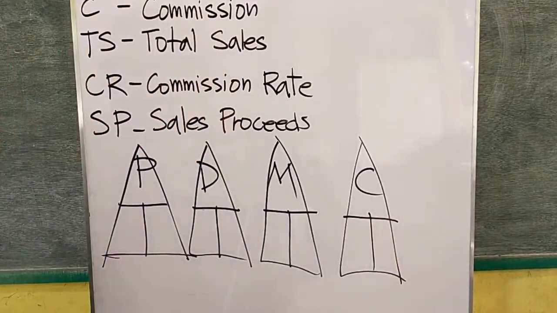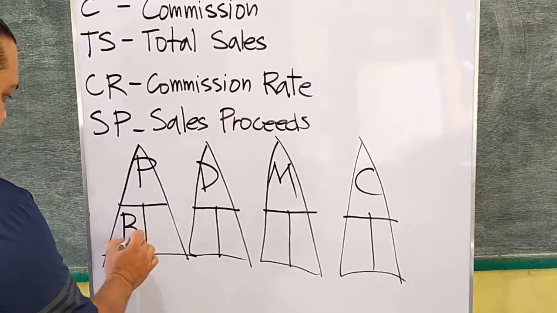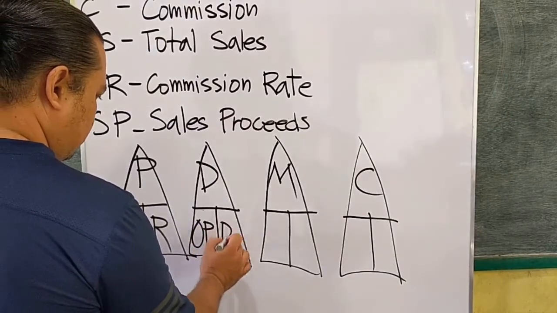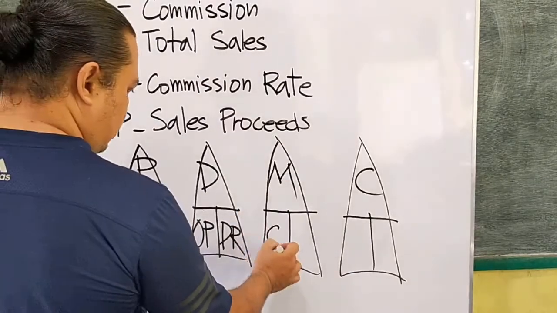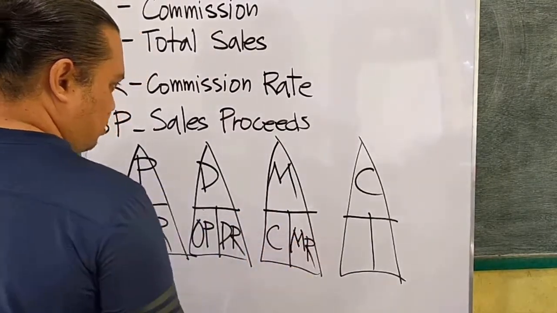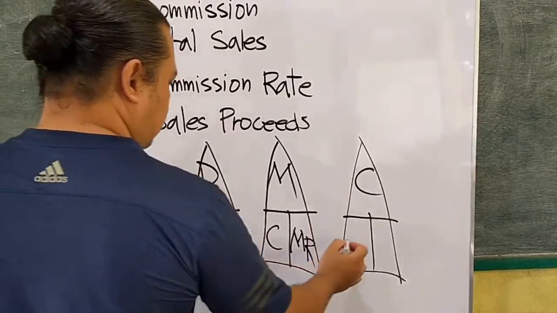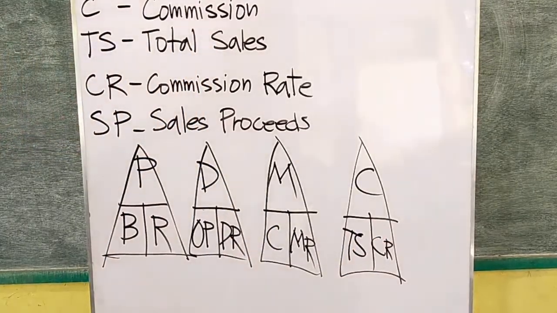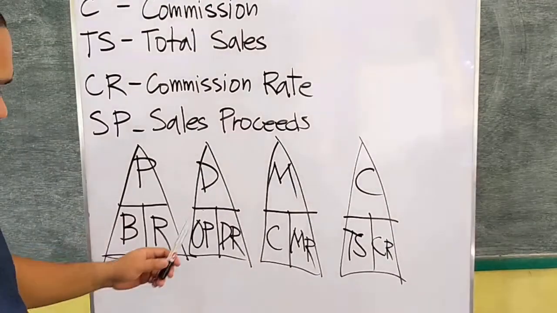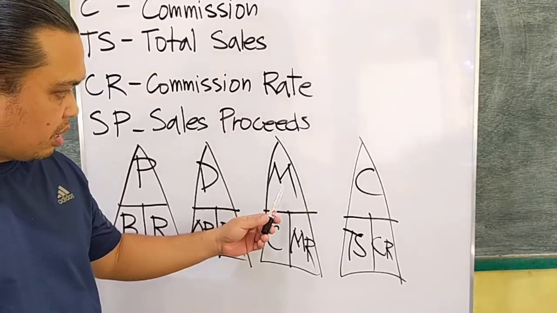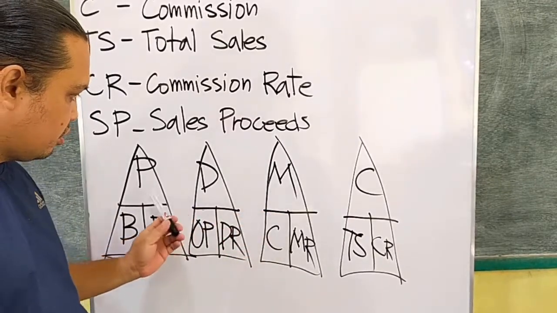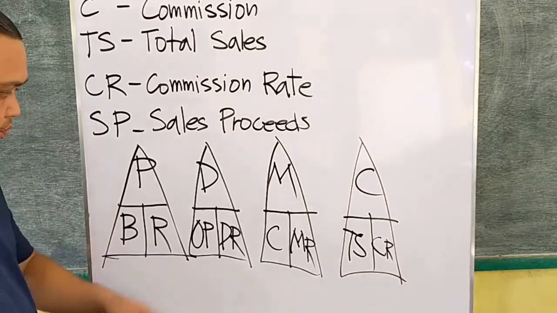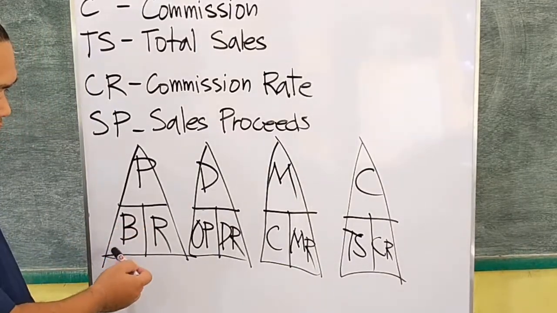Now, the formula for P is B times R, D is OP times DR, while M is C times MR, while commission is TS times CR. If you're going to explain this, P is percentage, D is discount, M is markup, which these three things we have already discussed, and now C for commission.